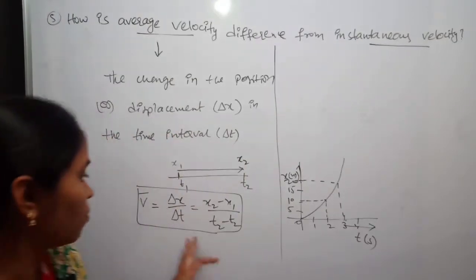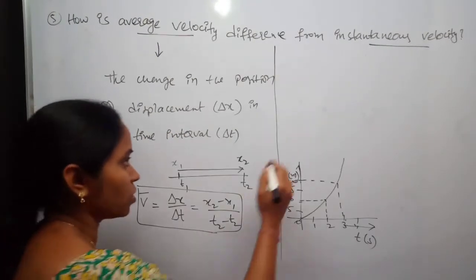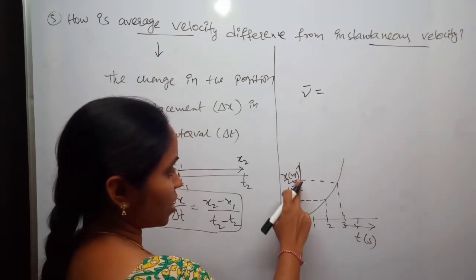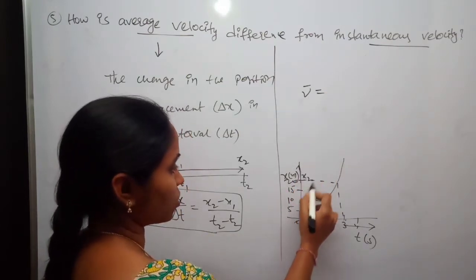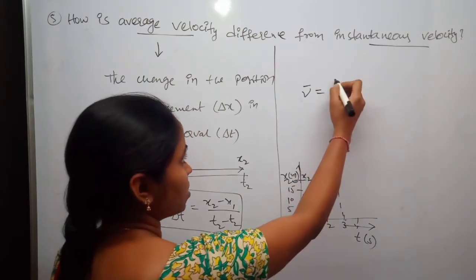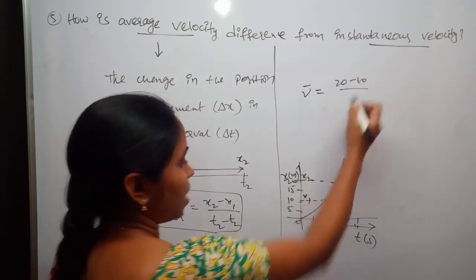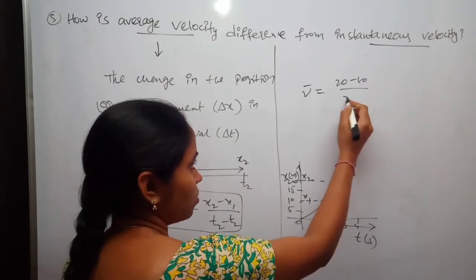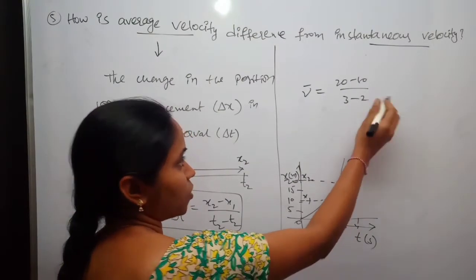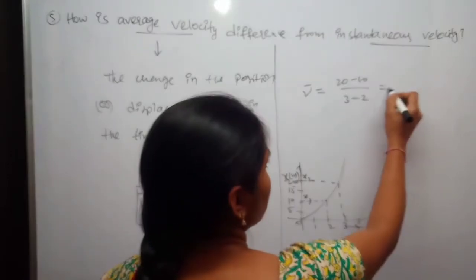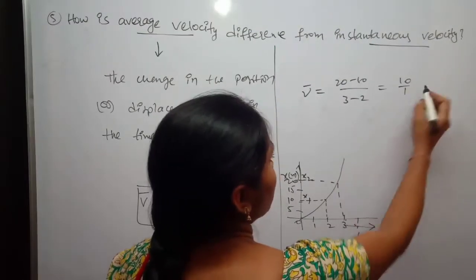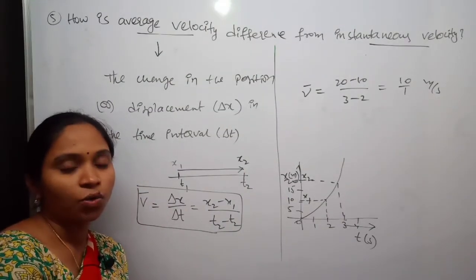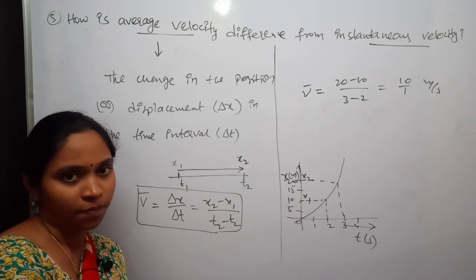And what is the displacement, what is the average velocity we have? V bar is equal to x2 minus x1. This is x2, this is x1, 20 minus 10 by t2 minus t1. t2 is 3 and t1 is 2 seconds, which is equal to 10 by 1 meters per second. This is the way to find out the average velocity.